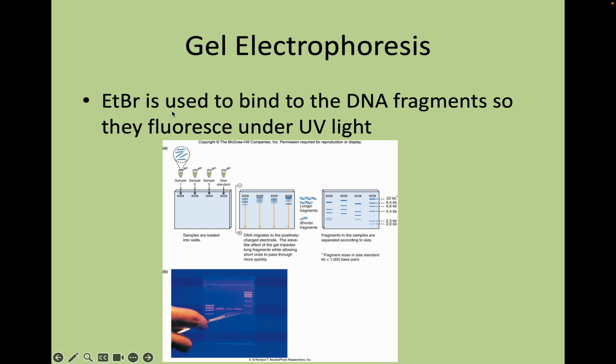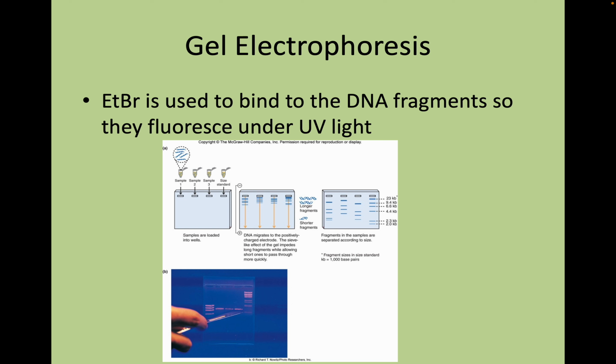All right, ethidium bromide is used to bind to the DNA fragments so they fluoresce under UV light. So we're able to actually visualize the fragments. So here's a picture of a gel. There are 4 wells, and they're literally like small holes in the gel, so you can load your samples in, so your restriction fragments. And then you would always run a size standard. A size standard is a product you'd purchase that has DNA fragments of known length so that you can compare and estimate the size of the fragments in your samples.